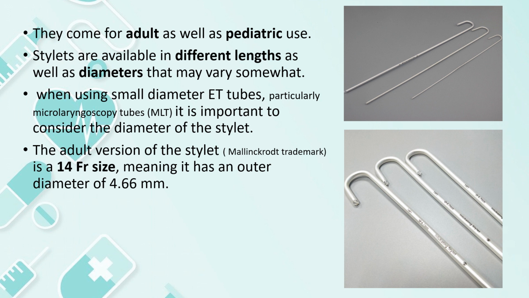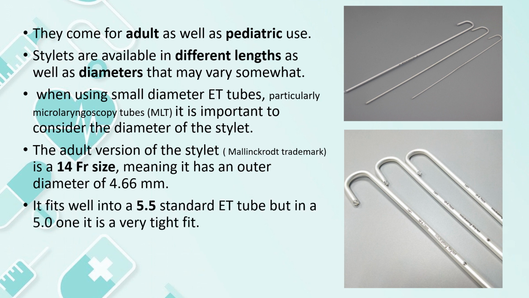The adult version is 14 French size, meaning that it has an outer diameter of 4.6 millimeter. It fits well into a 5.5 standard endotracheal tube and larger. But a 5 endotracheal tube can also fit with a little bit of difficulty.